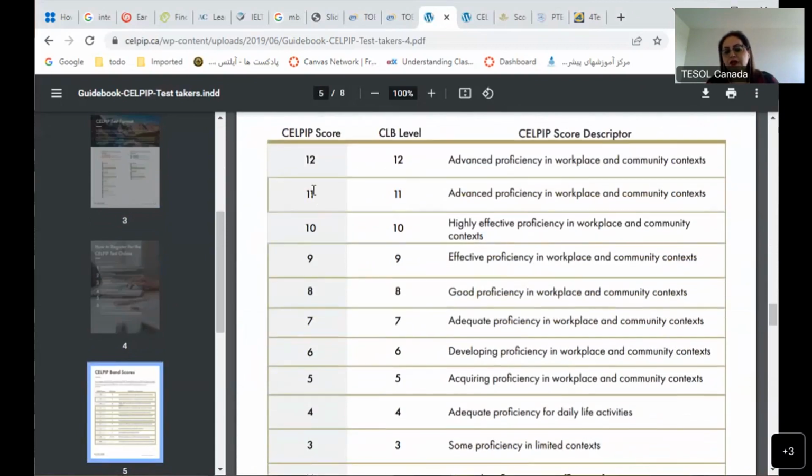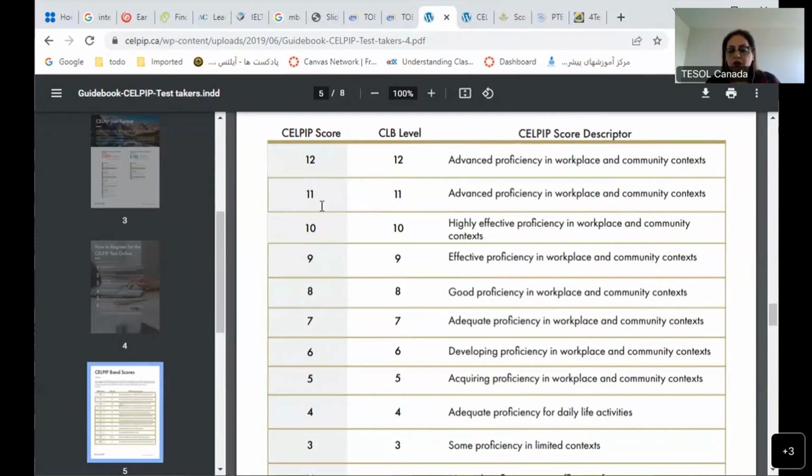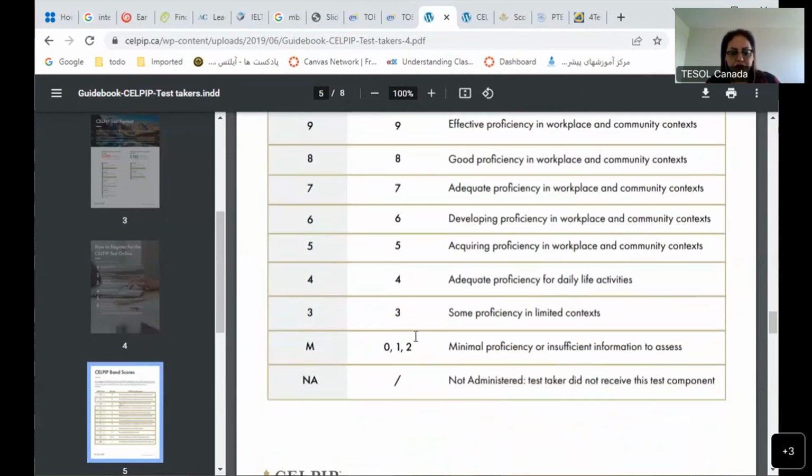And here is the band score. The highest is 12. 12 means advanced proficiency in workplace and community context. It's like 9 in IELTS or 120 in TOEFL iBT or 910 and above in TOEIC. 11 is advanced proficiency again, but at the level of CAE. 10 is highly effective proficiency and 9 is effective proficiency. It's like upper intermediate. And the lowest, 3, is elementary, but 0, 1, and 2 are minimal proficiency, like beginners.